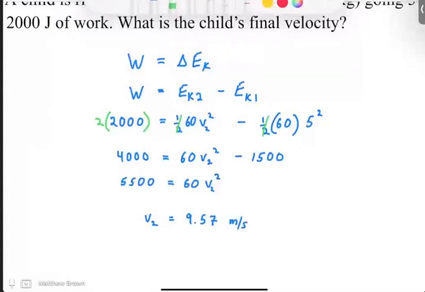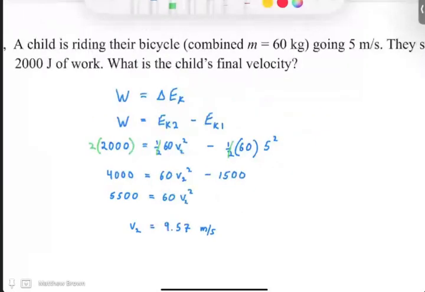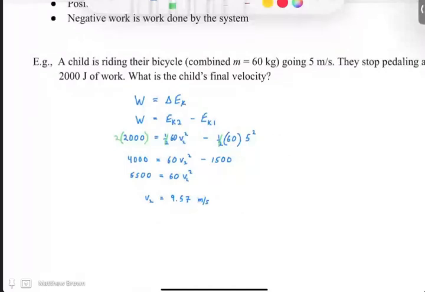And I can of course check, does this sort of make sense? Well, yeah, the child was going 5 meters per second to start. Added some energy by pushing, and now the child's going almost double that speed. So yeah, that works.